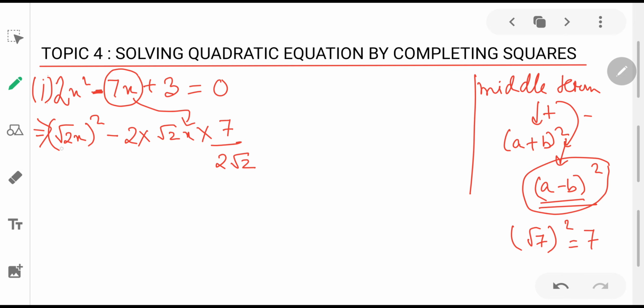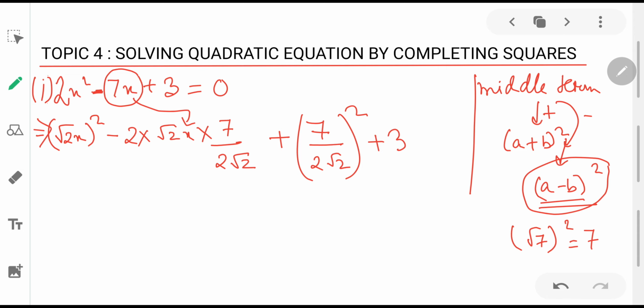So now we have a square minus 2 into a, this is a into b. What is b? b is 7 by 2 root 2. A square minus 2ab, what is the formula? Plus b square. What is b? b is (7 by 2 root 2) whole square. And here we have plus 3, so give plus 3 here.